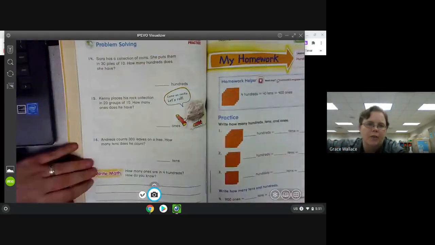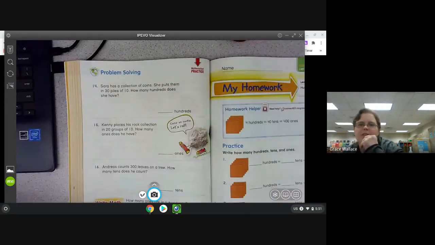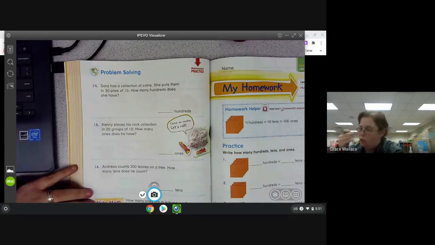We'll do this first one together. It says, Sarah has a collection of coins. She puts them in 30 piles of 10. How many hundreds does she have? 30 piles of 10. Okay.